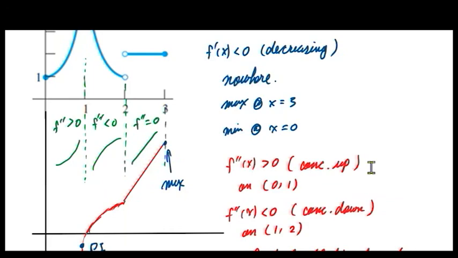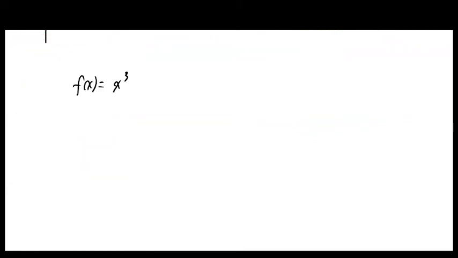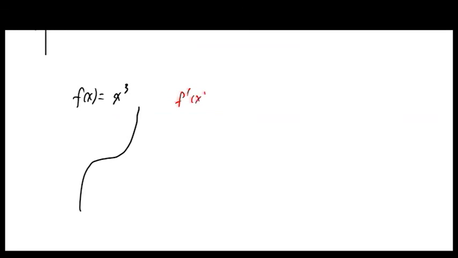No. That's the point that I was trying to avoid here. I'm so glad that you asked me that question. Let's just think about this graph for a sec. f of x is equal to x cubed. This is classic. What does it look like? It looks like this, right? Let's just think about it. f prime of x is equal to 3x squared.